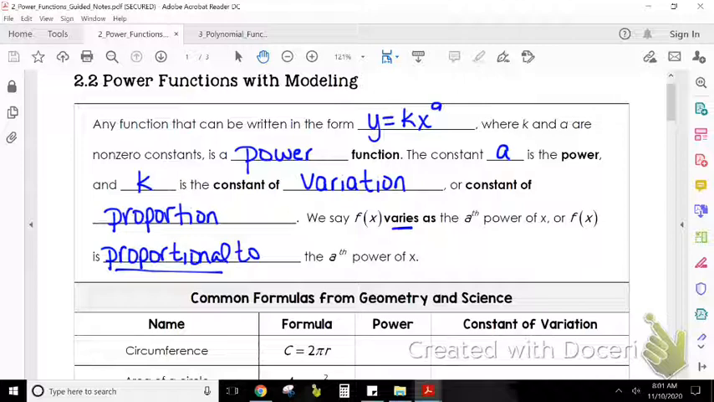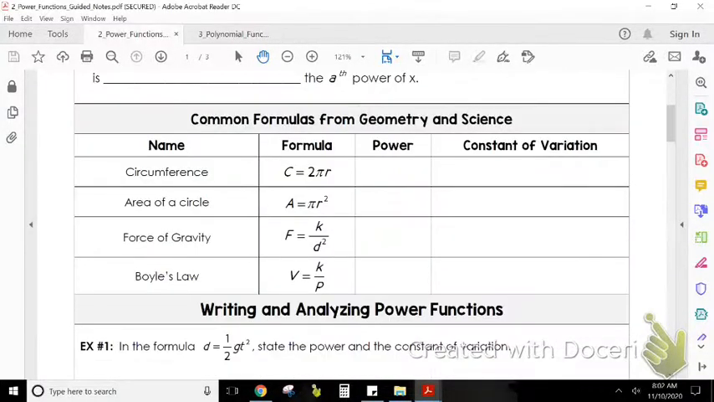All right, so let's look at some common formulas from geometry and science. So we have circumference, which remember is c equals 2 pi r. Well, r is our variable, and we're looking for what the power is. Well, that's r to the first, so the power is 1. And the constant of variation is the 2 pi. It's the numbers that are with the variable. All right, then we have area of a circle, a equals pi r squared. Your power is 2 from the r squared, and your constant of variation is just pi.